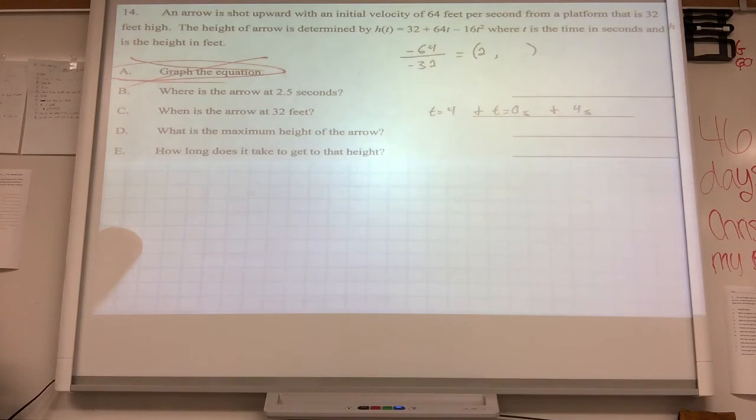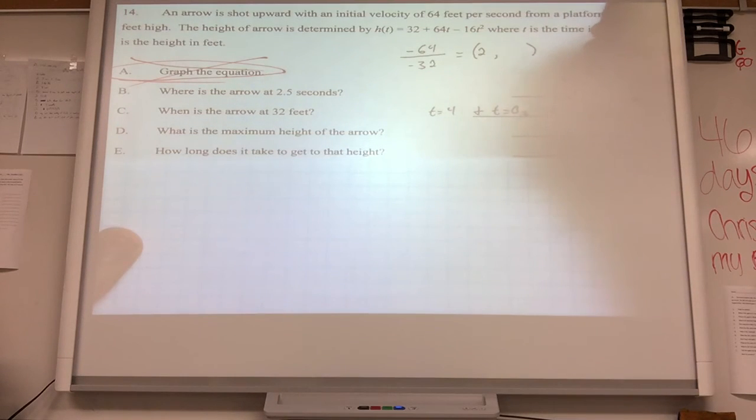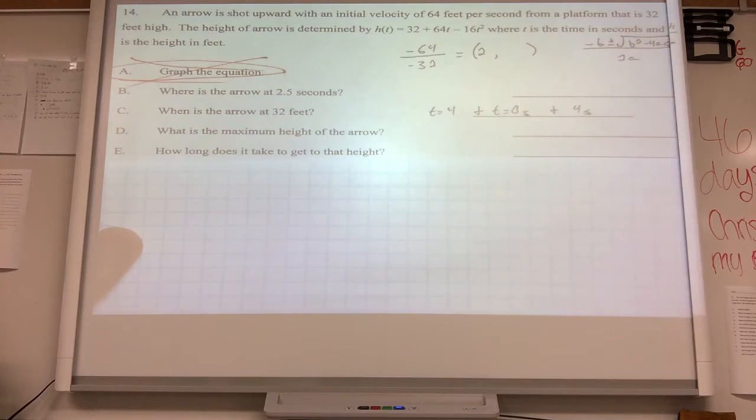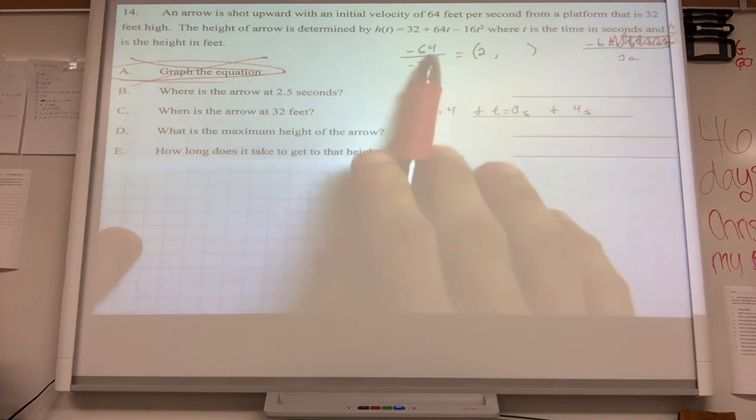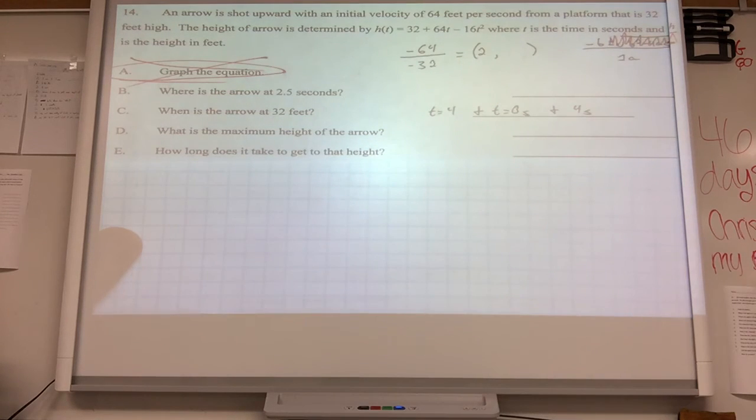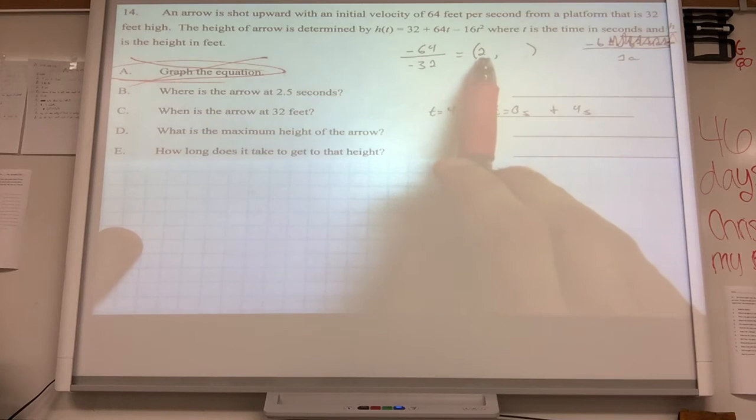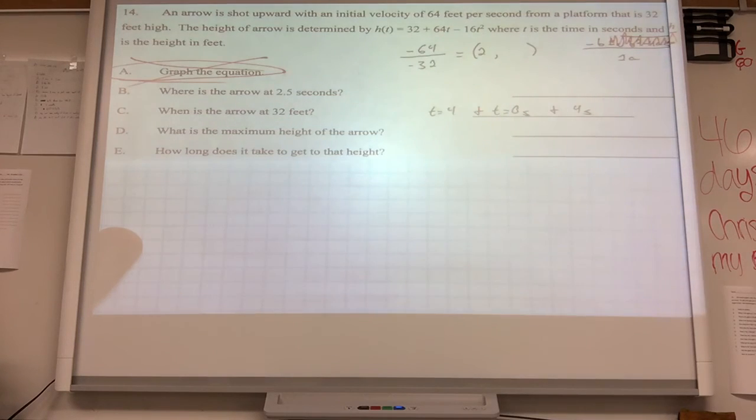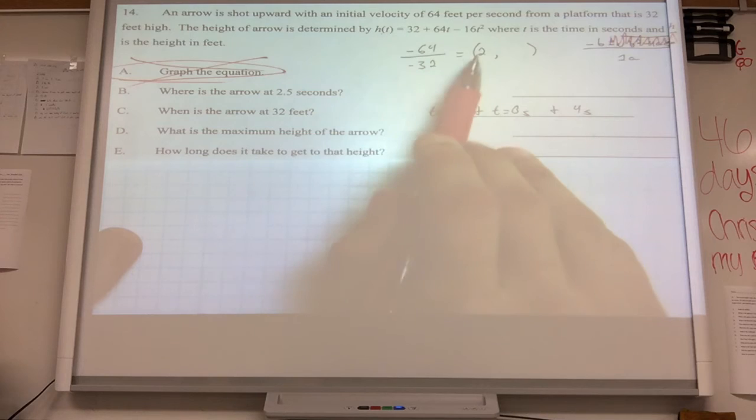And if you have trouble remembering negative b over 2a, remember it comes from the quadratic formula. Negative b plus or minus the square root of b squared minus 4ac over 2a. If you get rid of this discriminant portion, you have negative b over 2a left over. And that's where this is coming from. So negative b over 2a from this original equation is what gets me the x value of the vertex. And if I take the x value and plug it back into this original equation, then I'll also get the height. So what this is saying is that it takes 2 seconds to reach the maximum height.